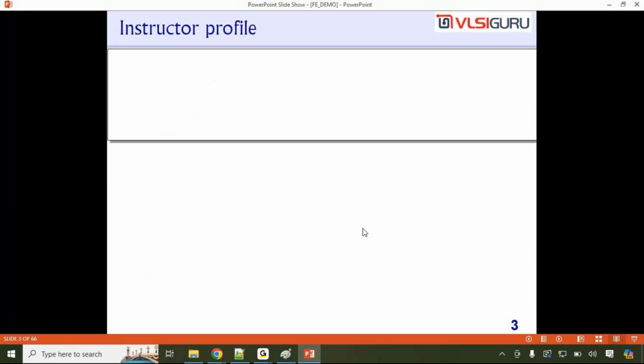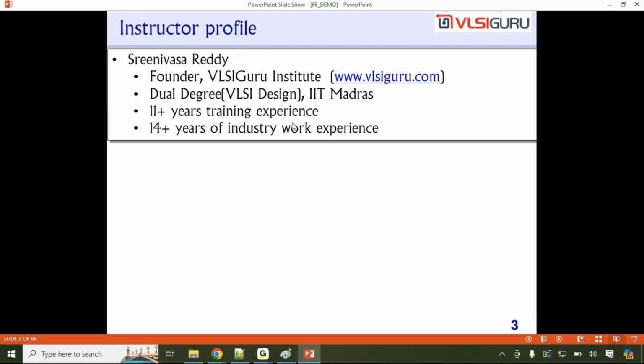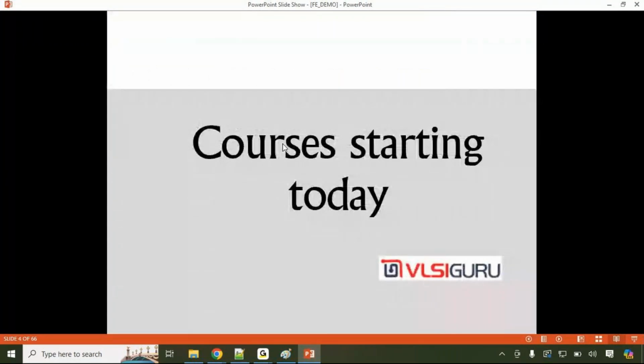Just about myself, I'm the founder of the institute. I have a dual degree from IIT Madras, 11 plus years of training experience, and 14 years of industry work experience. Let's now start with the session, where we'll talk about what all courses we are starting today.